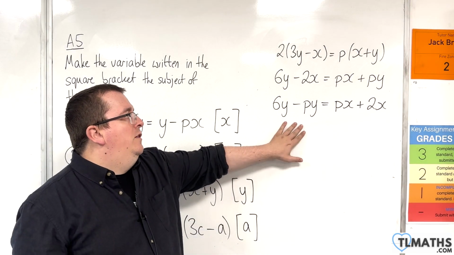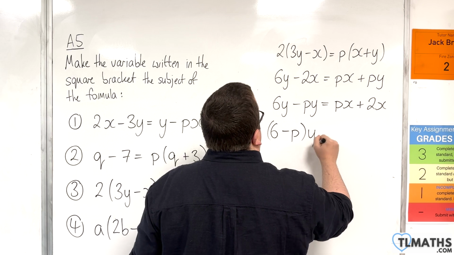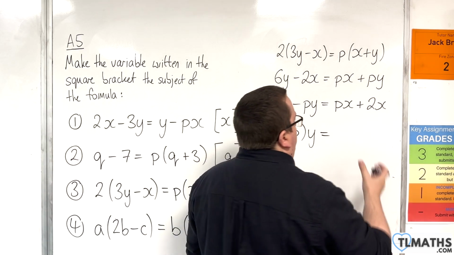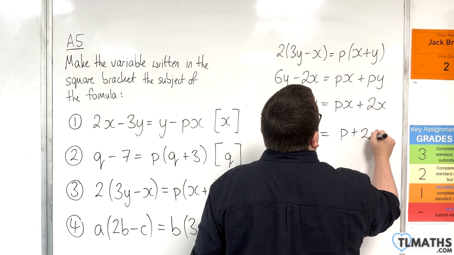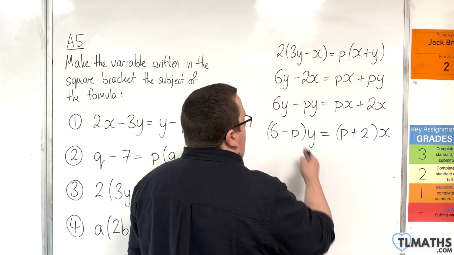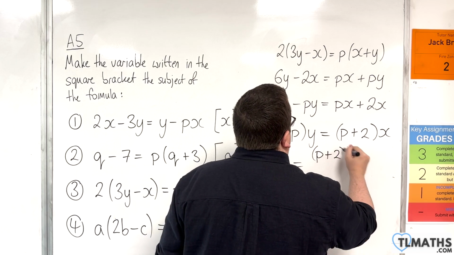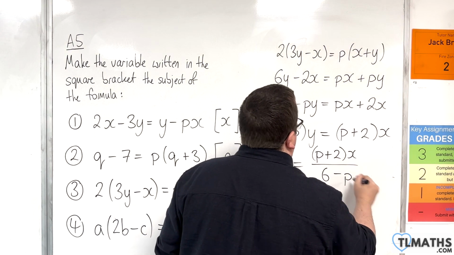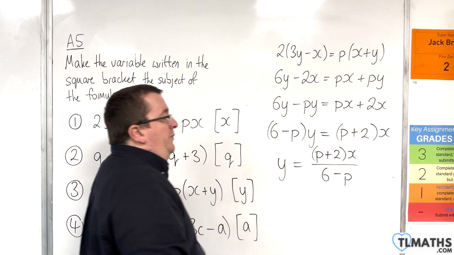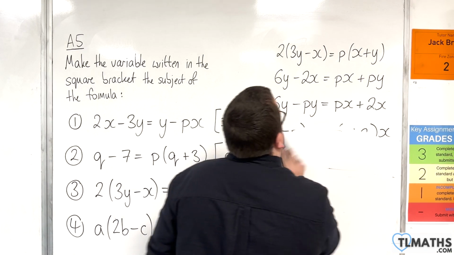Okay, so we're in that familiar position now where we can factorise the left-hand side. So 6 take away p lots of y. Now you could factorise the right-hand side here. So you could write that as p plus 2 lots of x. Okay, that's perfectly fine. And then we can divide both sides through by the 6 take away p. So y equals p plus 2 lots of x over 6 take away p. And that is perfectly fine as an answer. If you haven't factorised the right hand side, px plus 2x in the numerator will be perfectly fine.